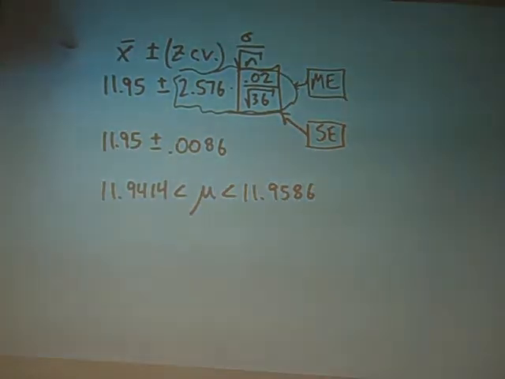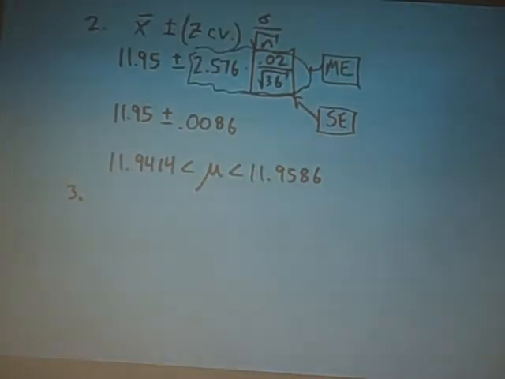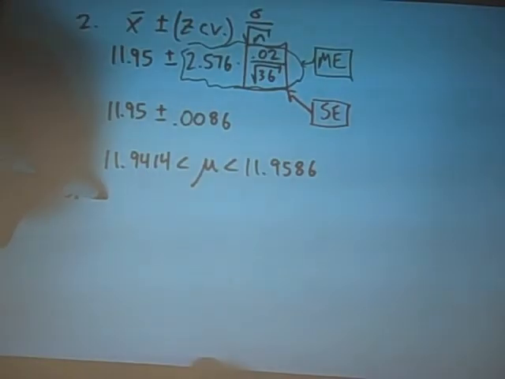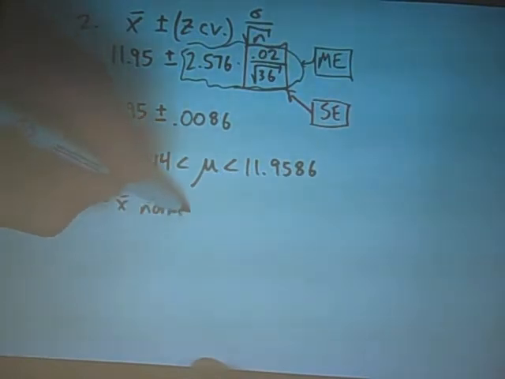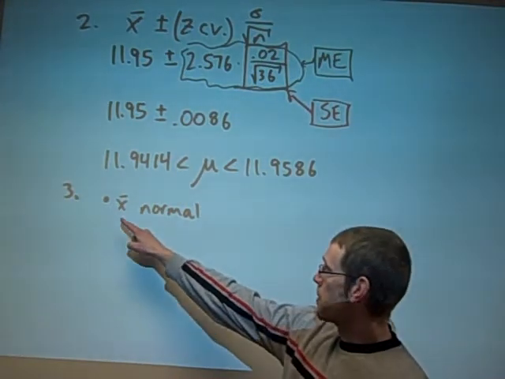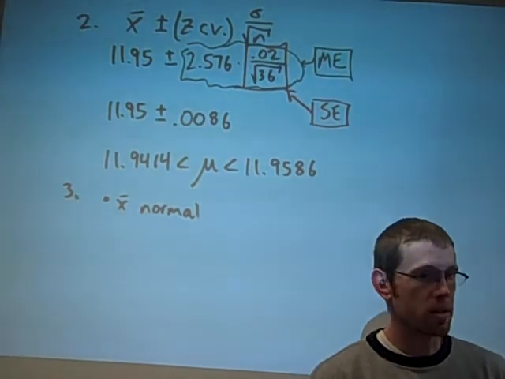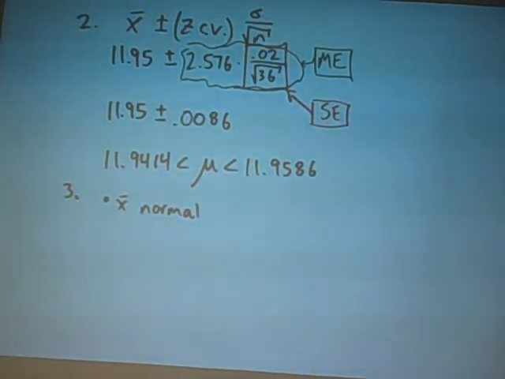Number three says show that you checked the proper assumptions. Remember, there's three assumptions that go along with this. The first assumption was x bar is normal, right? We have to have x bar to be normal in order to use this procedure. Are we okay with that? Remember, there's two ways that you could have x bar be normal. Notice I didn't say the population normal. I said x bar normal, because there's a subtle difference there. X bar could be normal in one of two ways. Either you've got a big sample, or you've got a normal population.